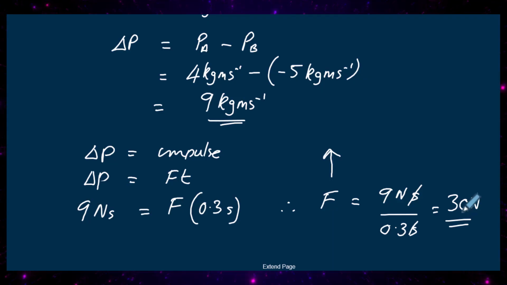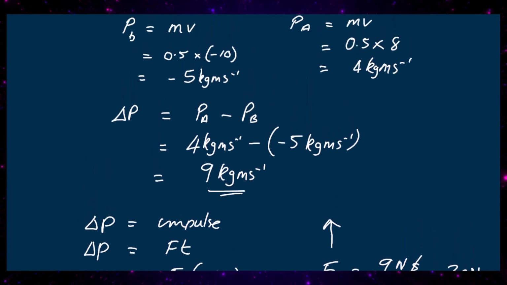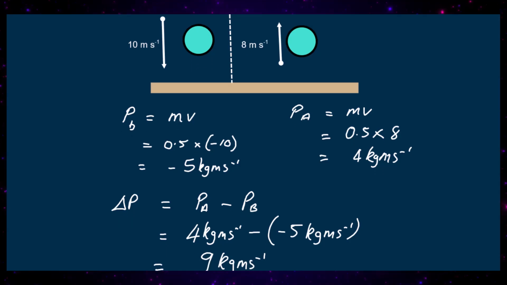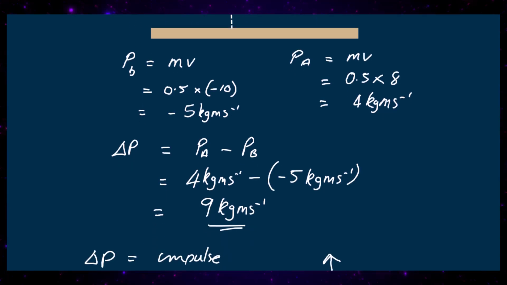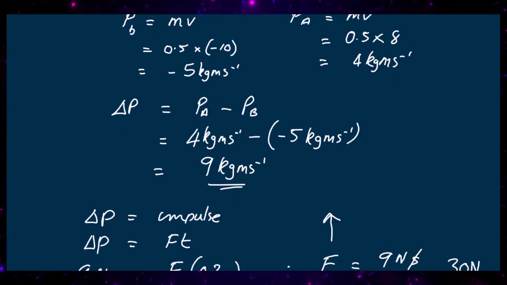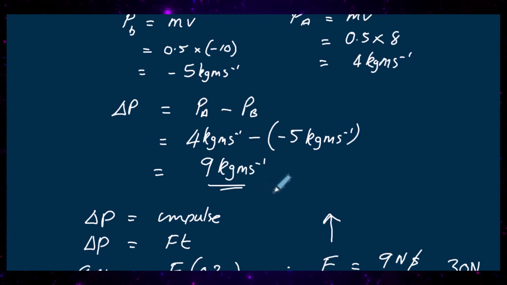So the key to this question is to work out the change of momentum by simply drawing a diagram and taking the momentum before and momentum afterwards. Then do delta P: the change of momentum is the momentum after, take away momentum before, and we can get the 9 kilogram meters per second. And you have to be very careful because momentum is a vector, so you've got to take into account the minus sign. When you take away a minus sign, it's the same as adding. We get 9 kilogram meters per second.